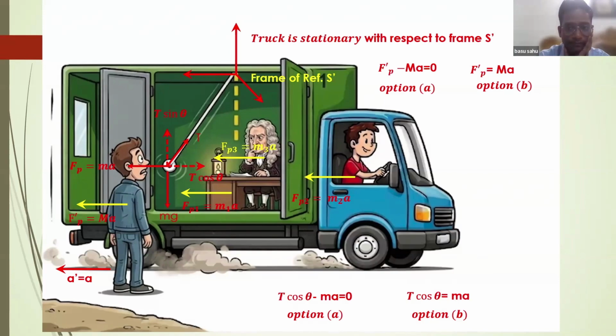Yes, ma'am. Sir, option B, F dash P is equal to MA, is correct. It means it appears that it is equal to MA. And the option A equation, F dash P minus MA equal to 0, says that the two forces balance each other. Yes, sir.